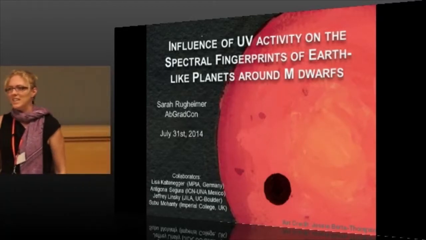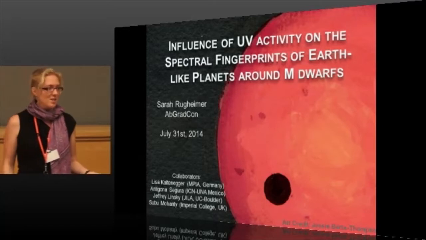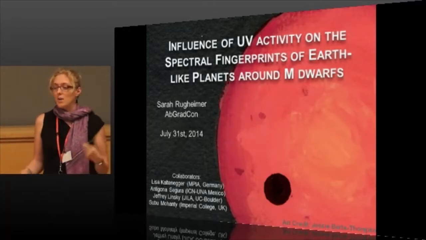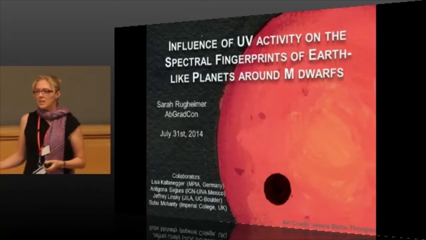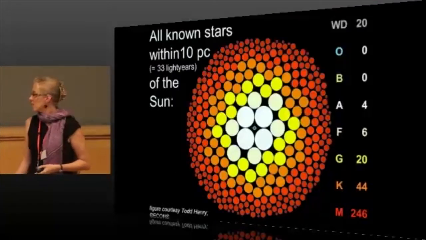What I'm interested in is how we could detect biosignatures around other stars, around planets around other stars. And in particular, I'm going to talk about the smallest stars today.